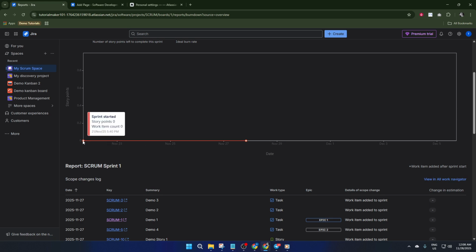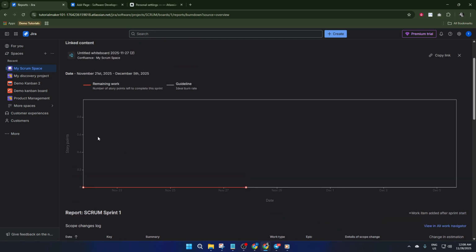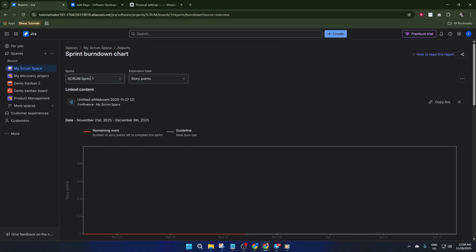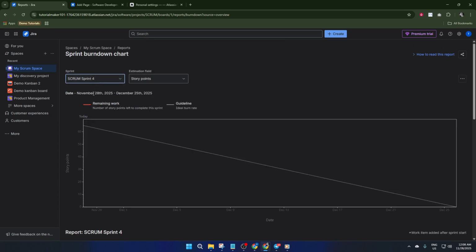The most important thing you'll notice is two lines: a target line and your actual progress line. The target, often a straight diagonal, represents the ideal rate at which work should be completed for the team to finish everything by the end of the sprint. The actual line is where your team's real progress is plotted each day. If you see your team's line consistently dropping and staying close to the ideal line, that's a great sign. It means work is getting finished steadily, sprint goals are on track, and the team's pace is measured and consistent.